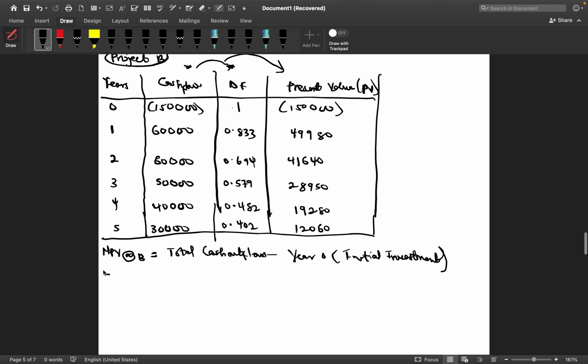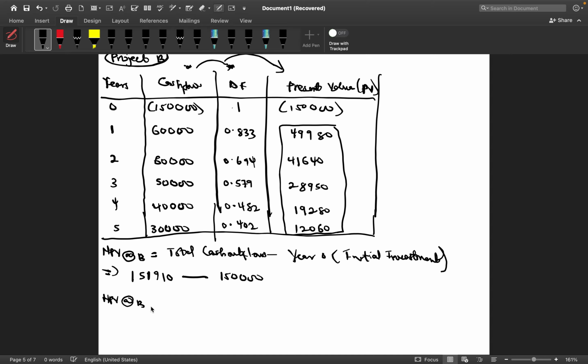Okay. So as I explained earlier, on the total cash outflows, we add from year 1 to the last year. So I'm having 151,910 minus year 0, which is 150,000. So NPV at project B would give us 1,910.